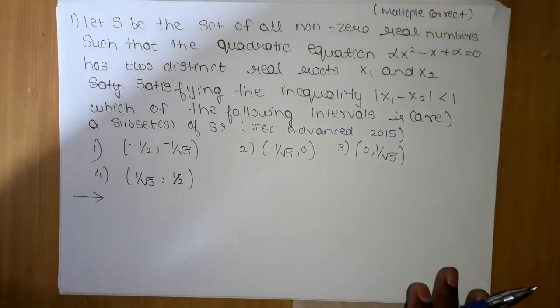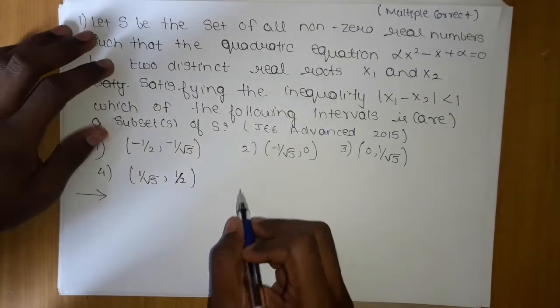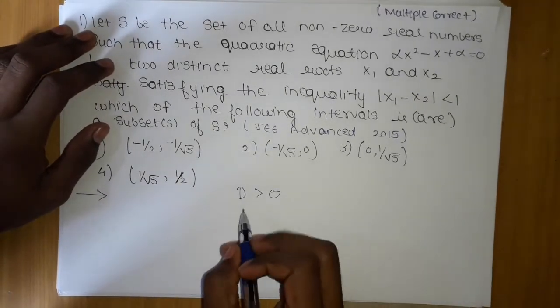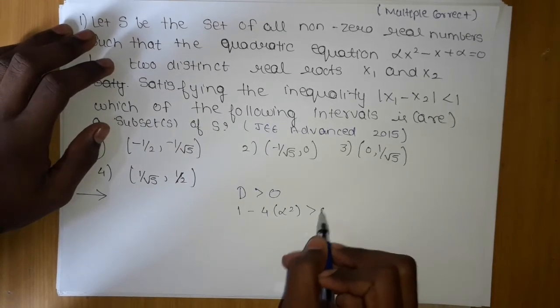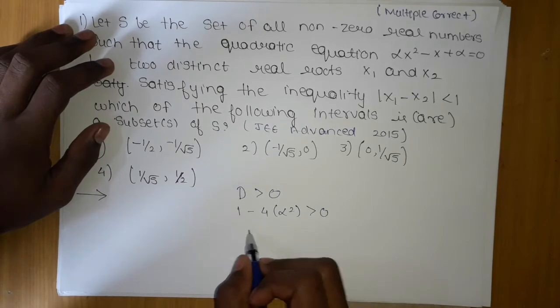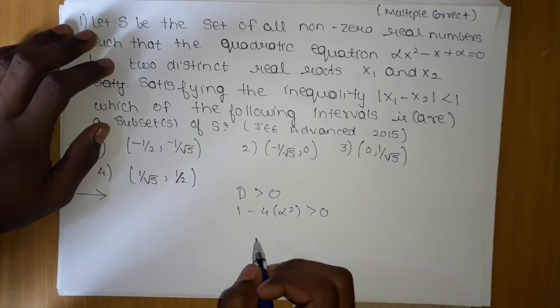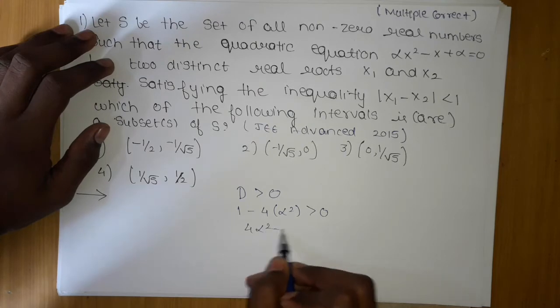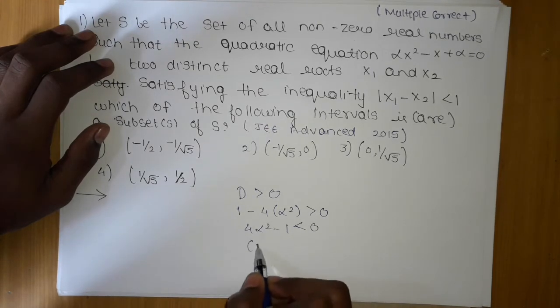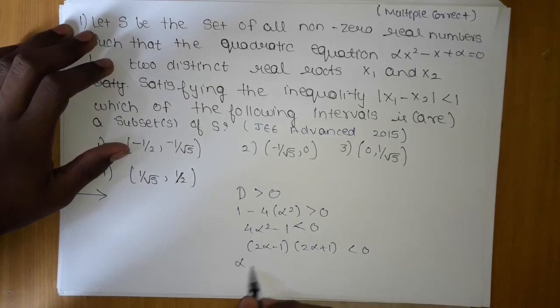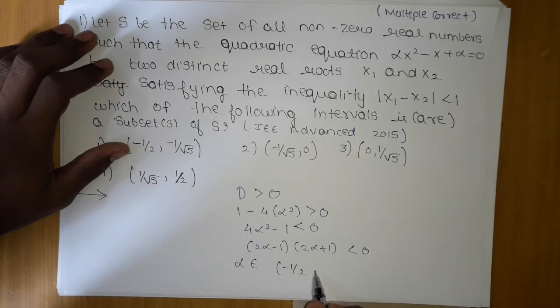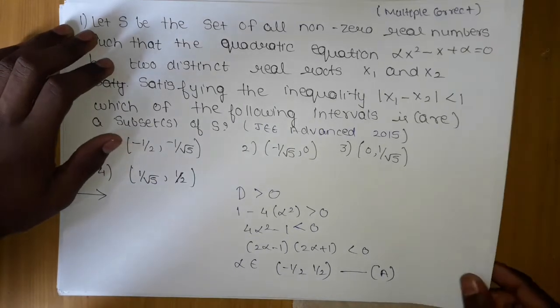It has two real distinct roots, so D should be greater than 0. This thing we can predict. So 1 minus 4 alpha square should be greater than 0. It is a negative sign, so I will make it positive according to the rules of inequality. So 4 alpha square minus 1 should be less than 0, which gives 2 alpha minus 1 and 2 alpha plus 1 product less than 0. If you draw the wavy curve, you will get alpha belongs from minus 1 by 2 to 1 by 2. So we got this, and let me call it A.